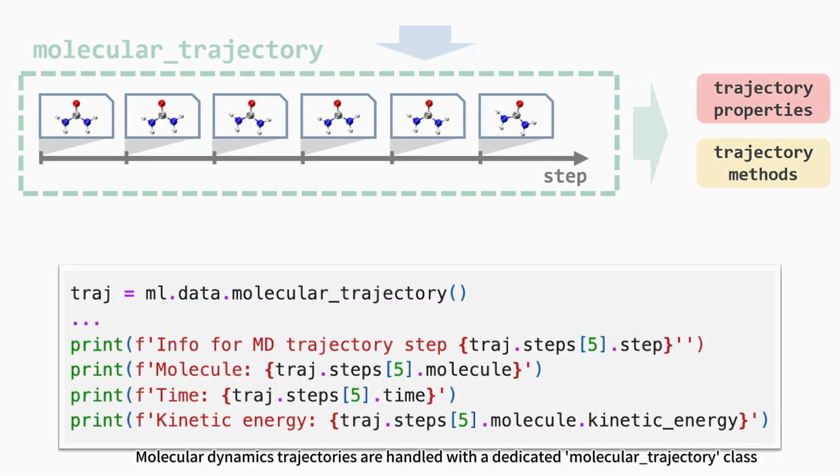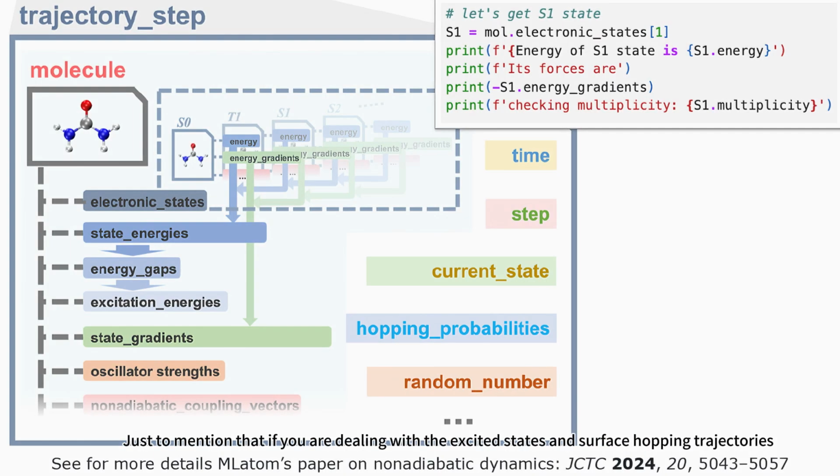Molecular dynamics trajectories are handled with the dedicated molecular trajectory class. The trajectory step contains the usual information about the molecule, step number, time, energies, and so on. Just to mention that if you are dealing with the excited states and surface hopping trajectories, MLatom has an intuitive access to complex properties through molecule.electronic_states.